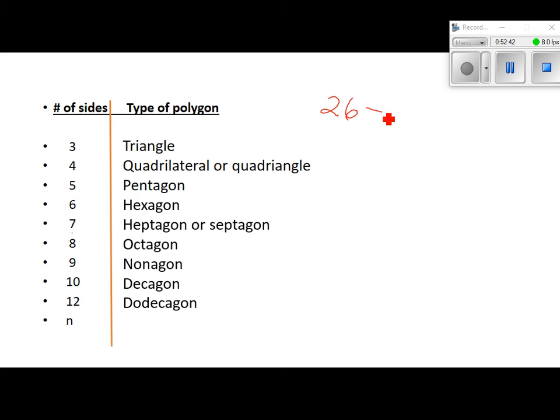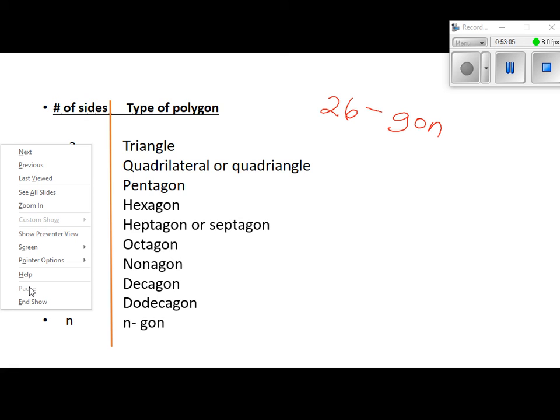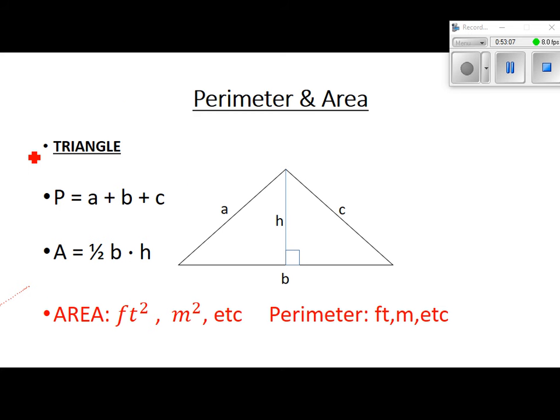When you get up more than 10 or 12, you just write the number and gon. That's what you do on this last one. So anything that's more than 10 or 12, you just write whatever the number is, gon. That way you don't have to have proper names for all of them. Why don't we just do that with everything? Exactly. You could, but the bad thing with that is sometimes you need those proper names.